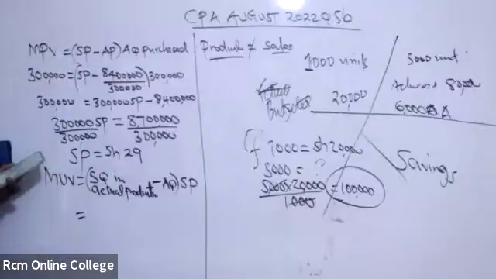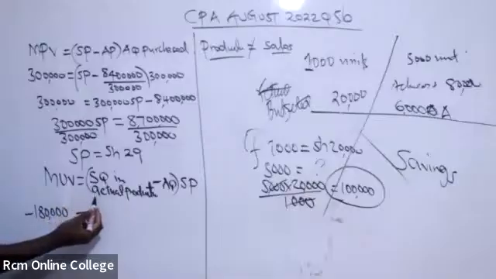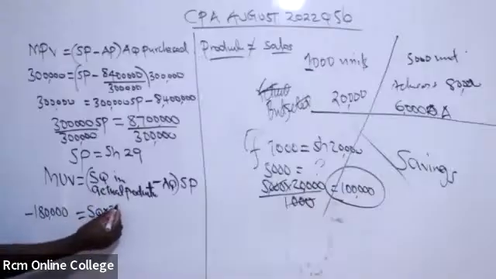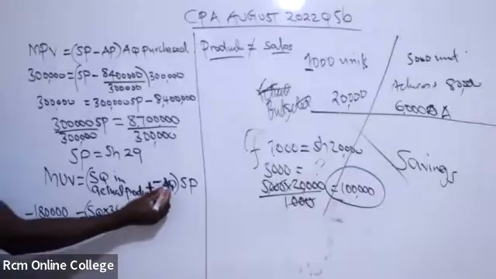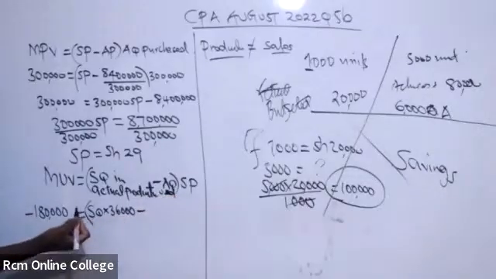Material usage variance in our question, I can see it here as 180,000 adverse. Remember, this is not a reverse variance. You get a negative, you call it negative. So a negative of 180,000 is equal to standard quantity, which we are looking for, in actual production, which is 36,000, minus actual quantity of raw material used in the production. How many units of raw material were used in the production?